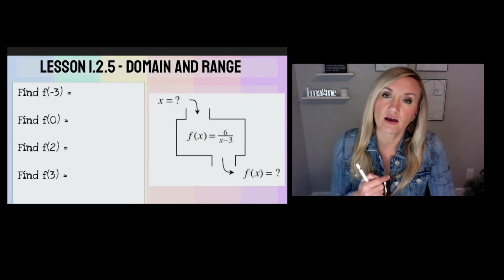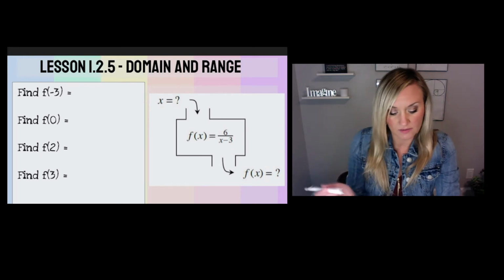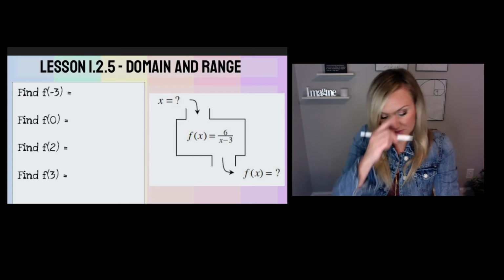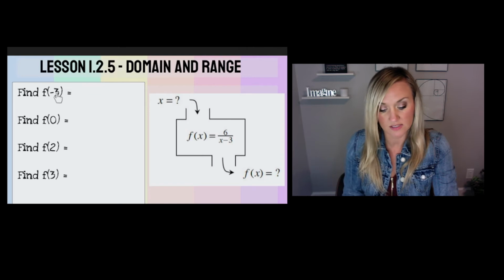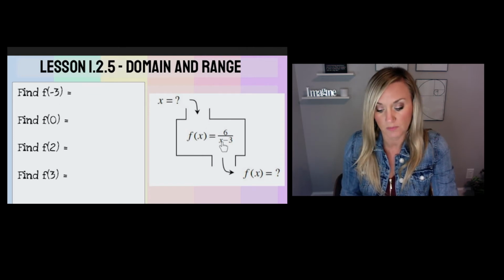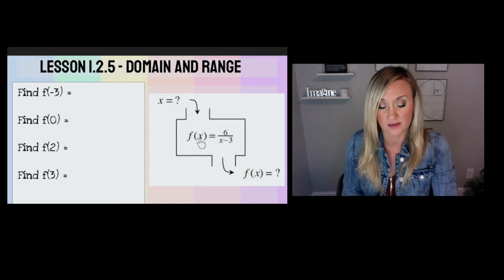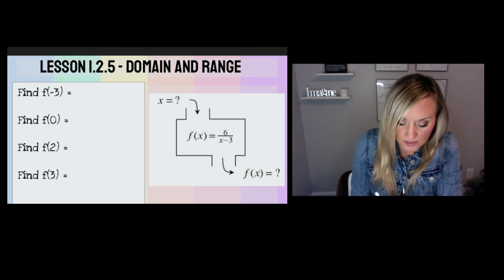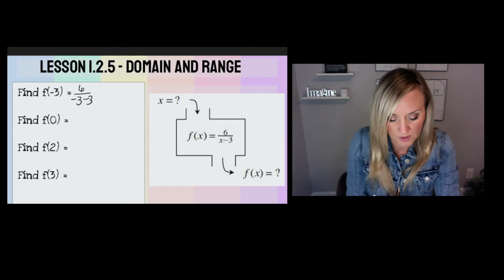Okay, so let's try that a little bit different. Let's take a look at our function machine, and let's start plugging in some values. It first asks us to find f of -3. So we're going to take this -3, plug it into the machine, put it right here. We're ignoring this. This is f of x, and it's telling you to take this -3 and plug it in here. So now we're going to have 6 over -3 minus 3 once we plug that in, which we can simplify to 6 over -6, and so it would be -1.